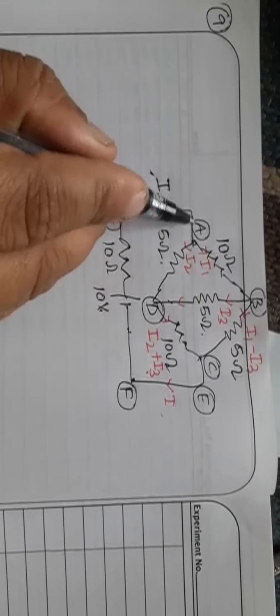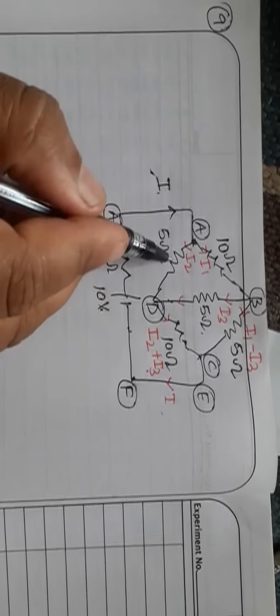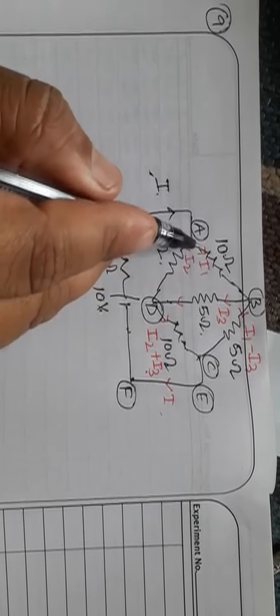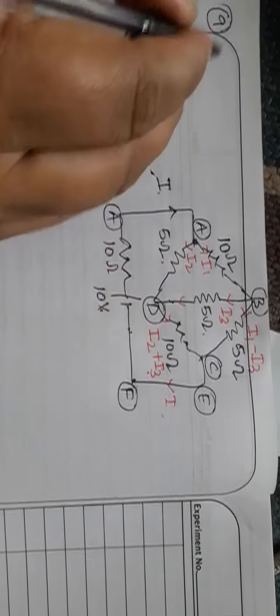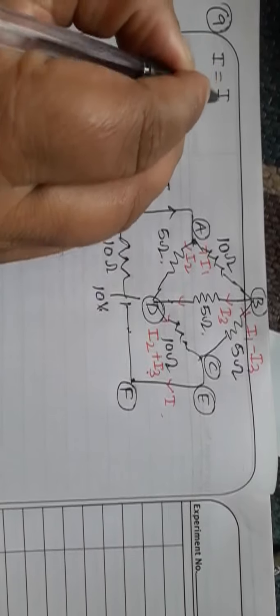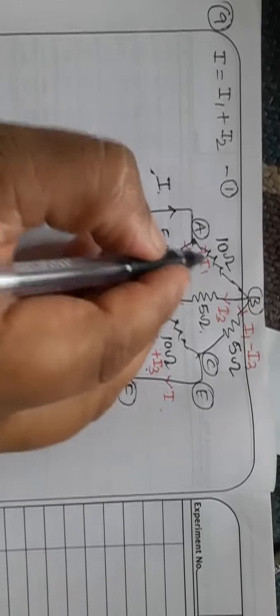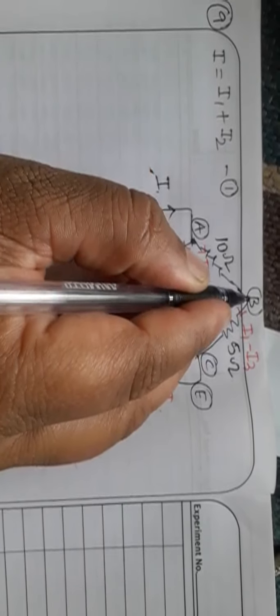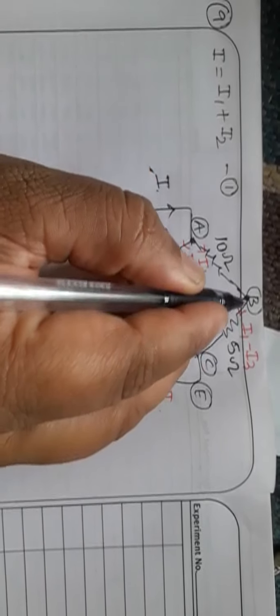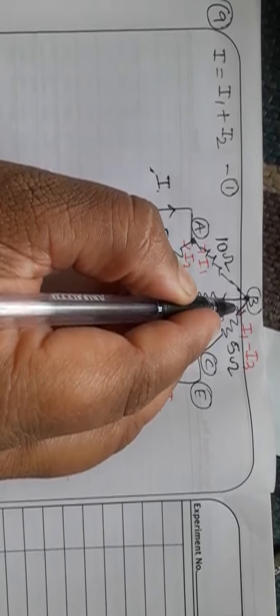I suppose that the current entering from this side is I, and when it reaches this point it splits in two parts. This side goes I1 and this side is I2. According to Kirchhoff's law, one thing is clear: I is the sum of I1 plus I2, equation number 1. It reaches point B. From point B, some of the current moves to this side and the rest moves to this side.